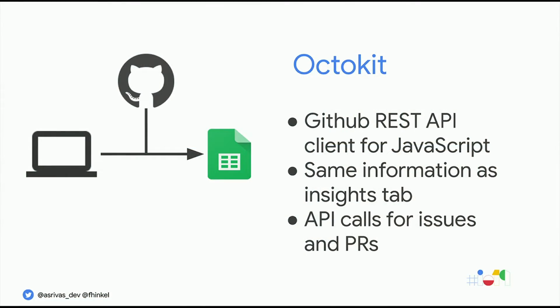So how do we get this data? Well, GitHub has a very nice REST API, and if we use OctoKit, the GitHub REST API client for JavaScript, it's very easy to get this data. And the API gives us exactly the same data that we would get in the Insights tab. So it's really just a few very straightforward API calls to get this data programmatically.